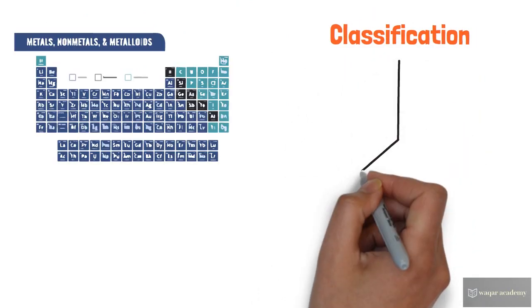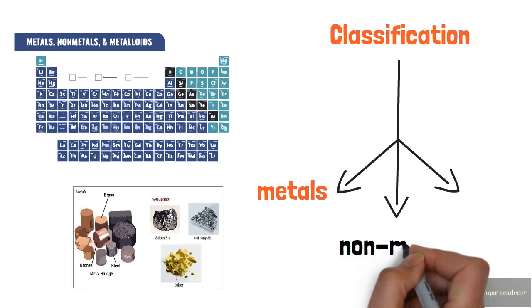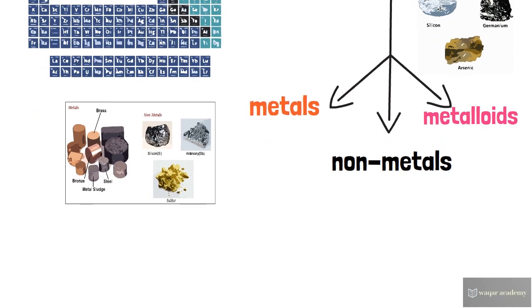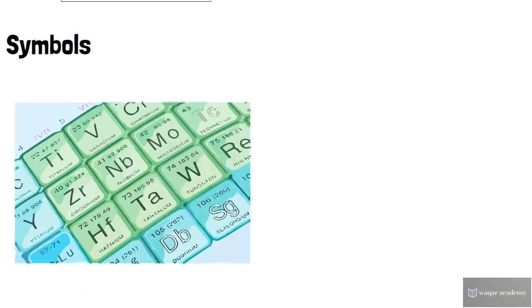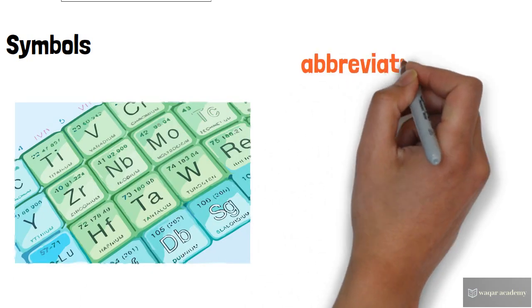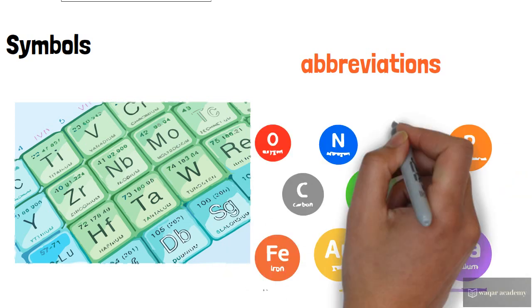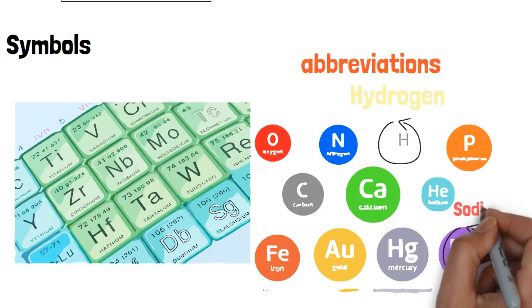Classification. Elements are classified into three categories based on their properties: metals, nonmetals, and metalloids. Symbols. Elements are represented by symbols, which are abbreviations derived from their names. Symbols may consist of one or two letters, with the first letter capitalized. For example, H for hydrogen and Na for sodium.